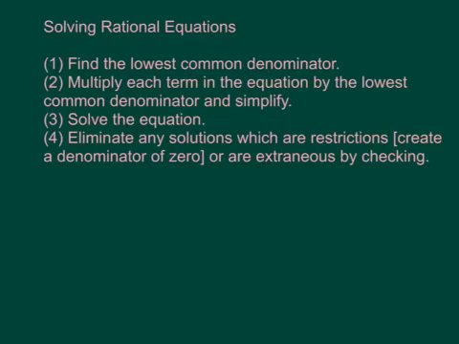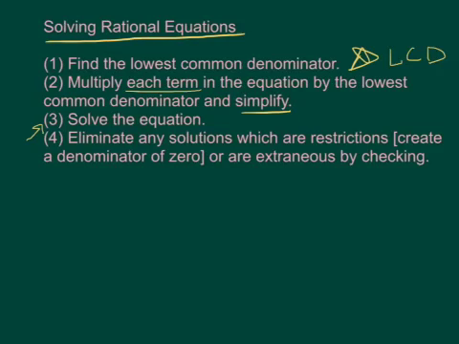So here are your steps in solving rational equations. Number 1, find the lowest common denominator, or the LCD. Number 2, multiply each term in the equation by the lowest common denominator and then simplify each term. Number 3, solve your equation and then eliminate any solutions which are restrictions, causing those zeros in your denominator, or are extraneous roots by checking. Substitute them into the original equation.